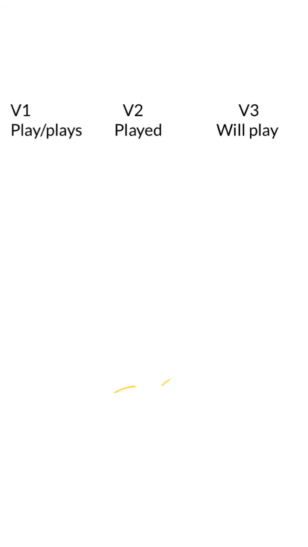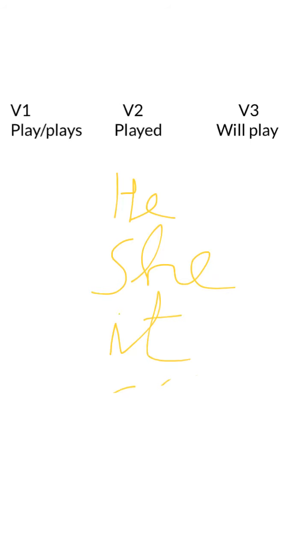Now once again I am telling you, he, she, it, and all the names you remember. For example, Seema, Mohan, Rita, okay, all these names you remember. So these things are coming in your third person singular. The person should be singular. For example, he is your singular, she is your singular, it is singular, and all the names, proper noun, will be also your singular.